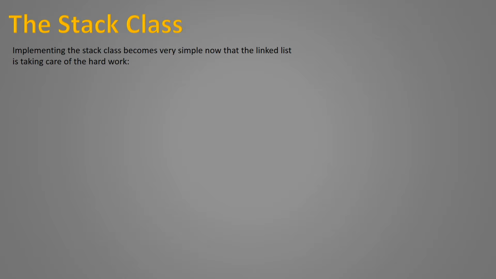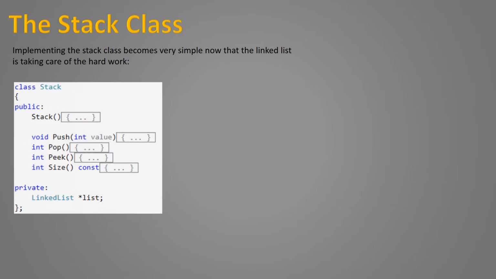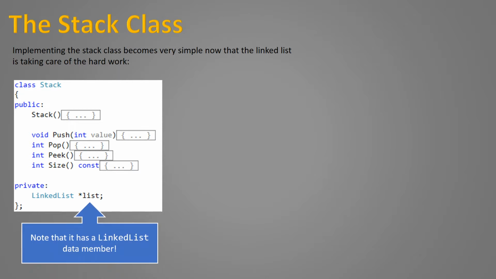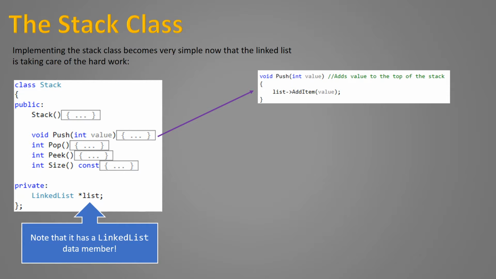Implementing the stack class now becomes very simple. So let's look at the declaration for our stack class. Notice that we have a linked list data member, and this is going to take care of all the hard work for us. The constructor is pretty simple, so I'm not going to show it here. All it does is set the list to a new instance. So the push member function takes a value to add, and it literally delegates this task to the linked list's addItem method. Pretty simple, right?